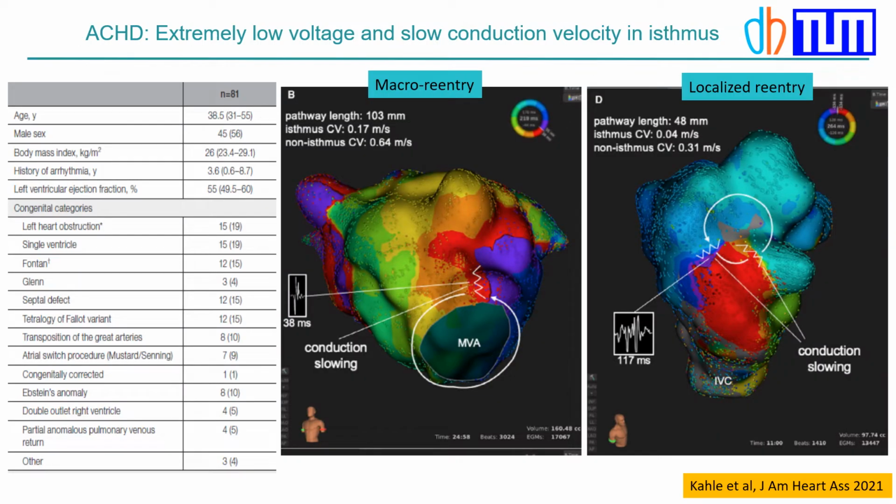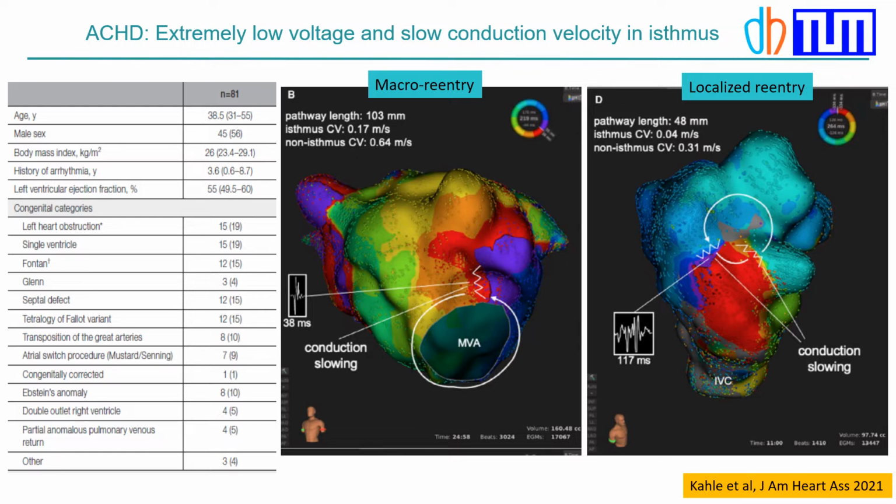So what about an ACHD patient? Well, in ACHD patients, the fact that there might be some low voltage areas is even more pronounced than in normal patients. And you see here the work on a mixed group of 81 patients with previous congenital heart disease. You can see here the conditions that they were suffering from, so a very mixed cohort of patients.